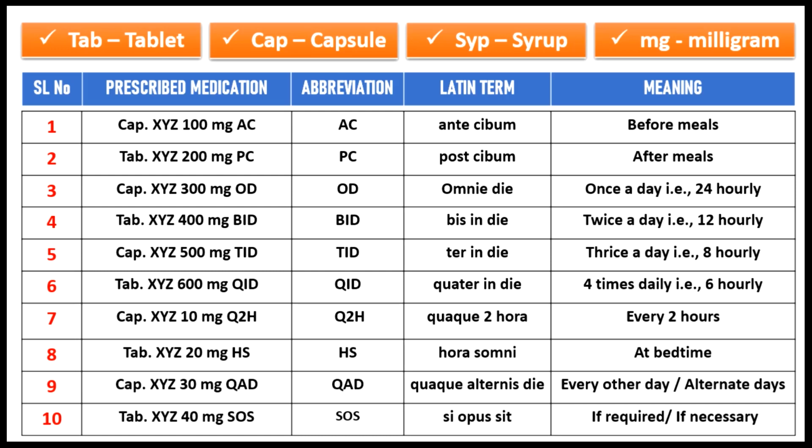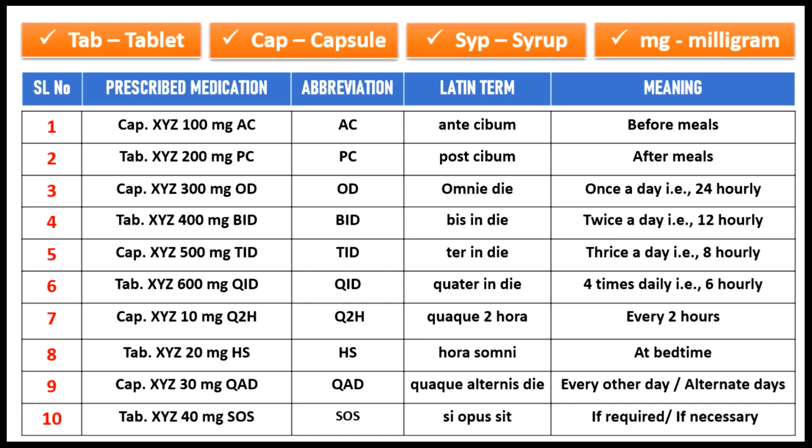Okay, let us keep going, and now as you understand how CAP and TAB are used for capsules and tablets respectively, along with the power of the medicine mentioned as mg, we will quickly go through many other abbreviations. Okay, so number 4, we have TAB XYZ 400 mg BID. The Latin term of BID is bis in die, which means twice a day. So you should take this medicine in every 12 hours interval.